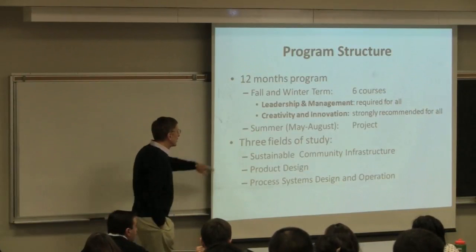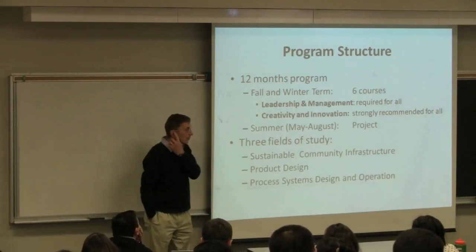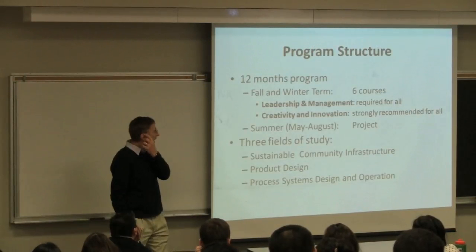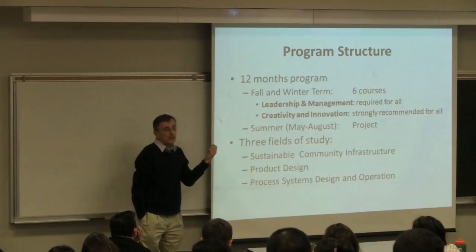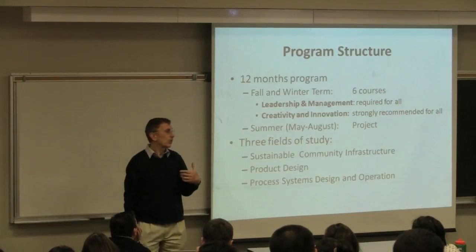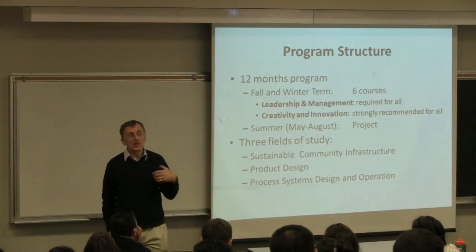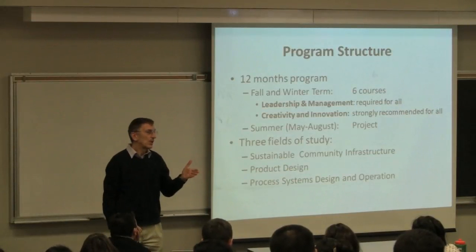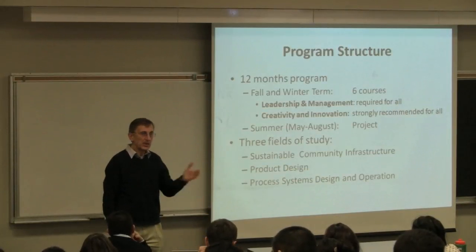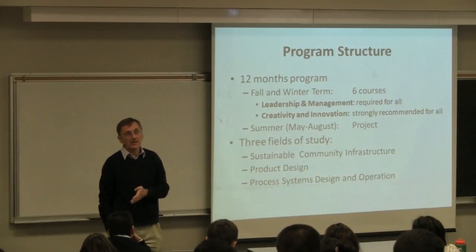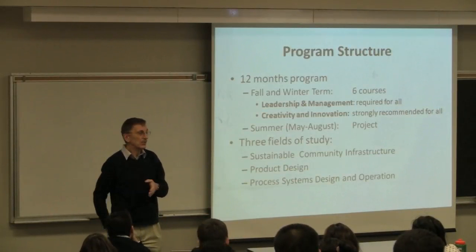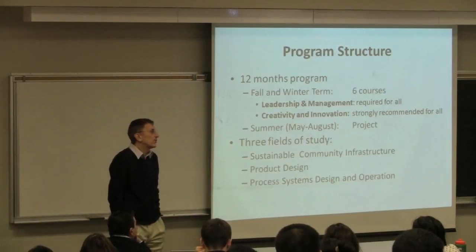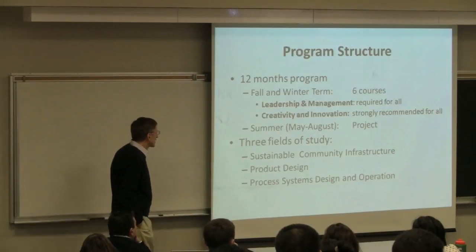Then in the summer, you do a project from May to August full time, most of the time in the companies. In the last 2 years, about 40% of the students who work on the project in the company have been paid. There's a funding formula that allows us to share the cost between the company and MITEX, which is a government organization that matches 50% of the payment, so that for 4 months, students get paid $50,000.